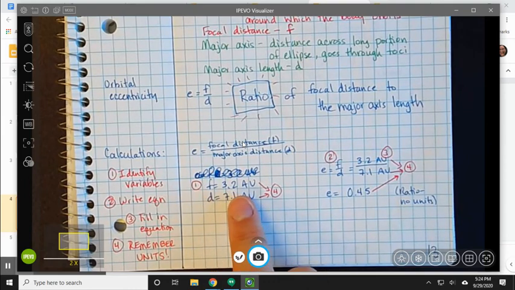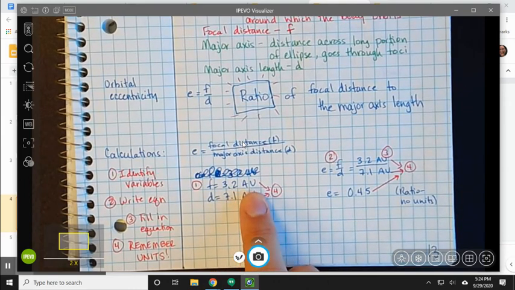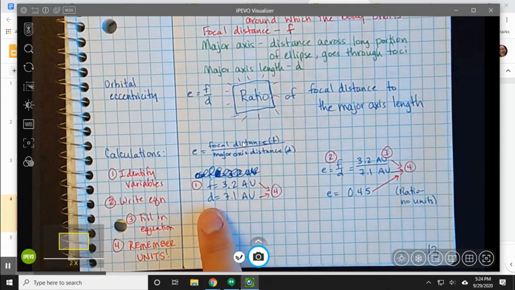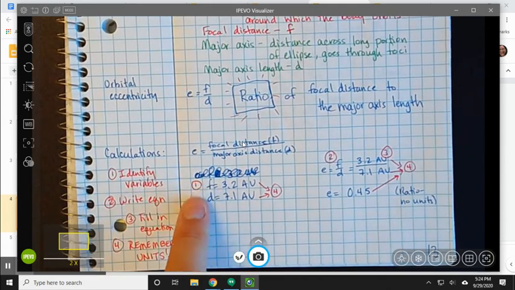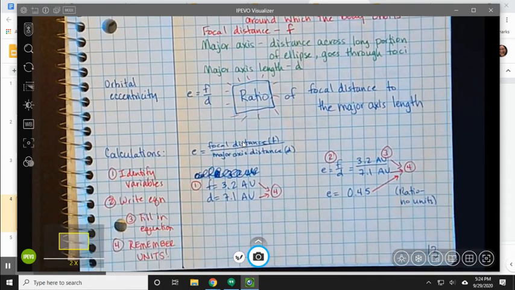So F is equal to 3.2 astronomical units. D is equal to 7.1 astronomical units. So this is doing step one. This is identifying the variables. This is a really simple equation, and so you might say, oh, I don't know that I need to do this. However, we're going to move into some much more complex calculations tomorrow. So I would like for you to pay attention to what these steps are.